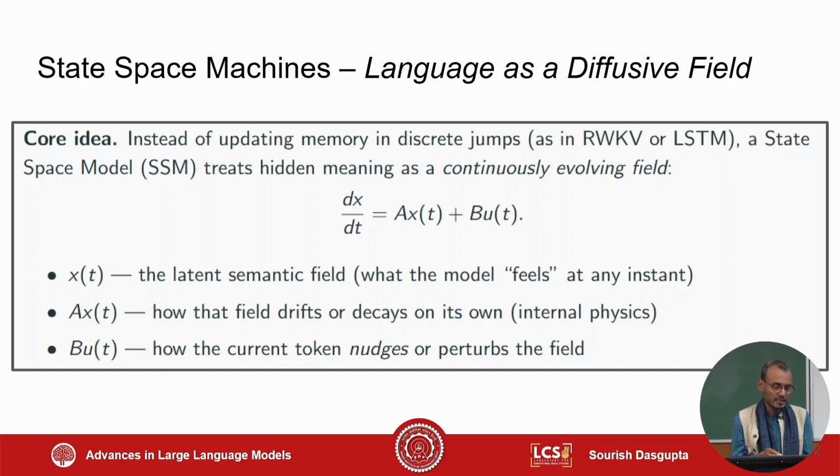So x(t) is the latent semantic field. Ax(t) means how that field drifts or decays. And again, it may not necessarily decay all the time. It can shoot up as well. Bu(t) is how the current input nudges or perturbs this particular field.